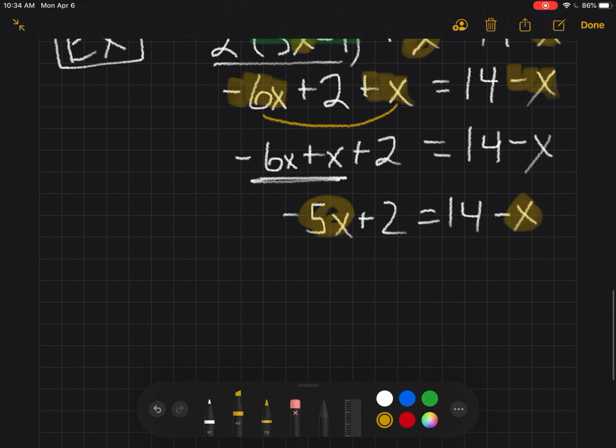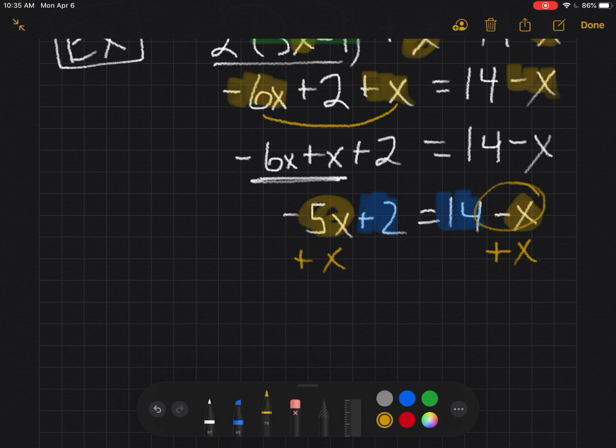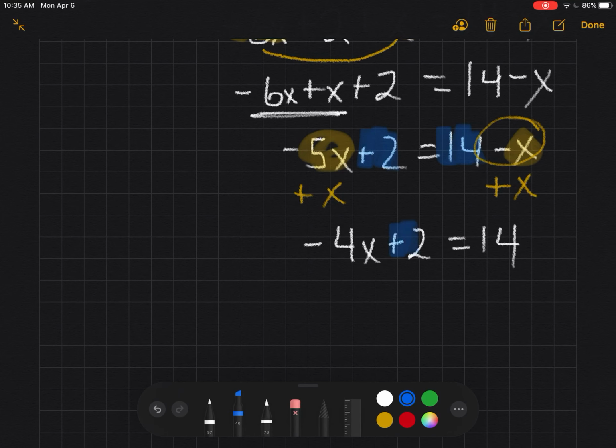So again, here are my variables, and I want to get them together so that I can combine those like terms. And my other like terms here are just these constants, and I want to bring them together so that I can combine them. It doesn't matter which one I do first, so I'm going to do the variable first. I'm going to add x to each side. I'm choosing to add because that's the inverse operation to subtraction. And then I have -4x plus 2 is equal to 14.